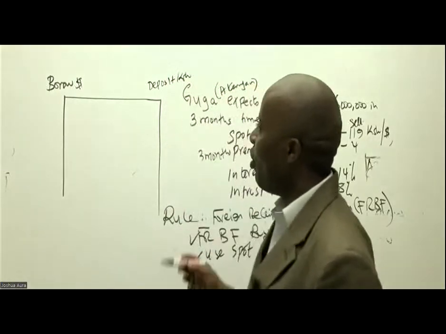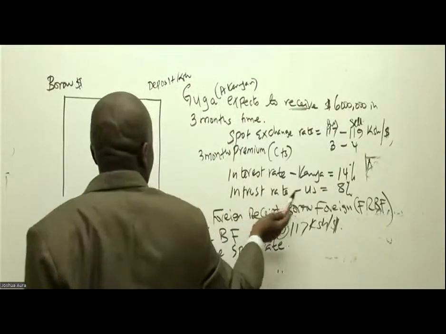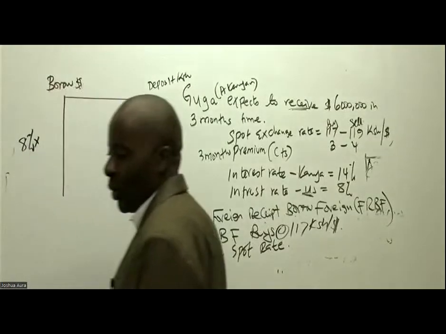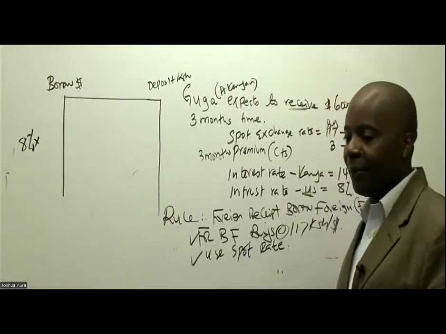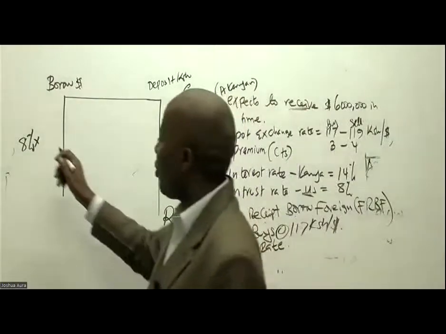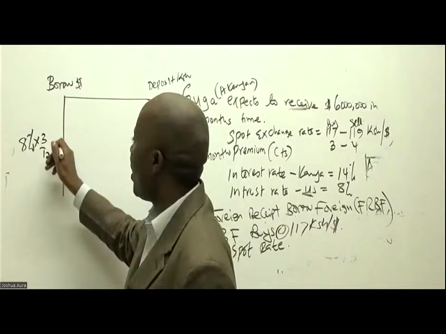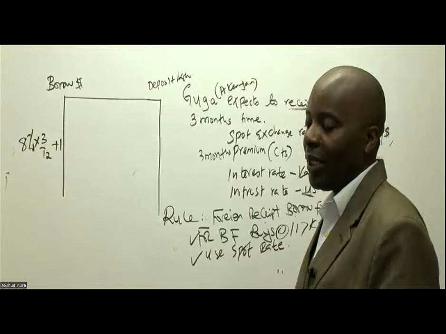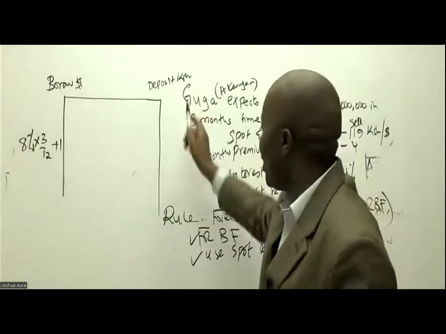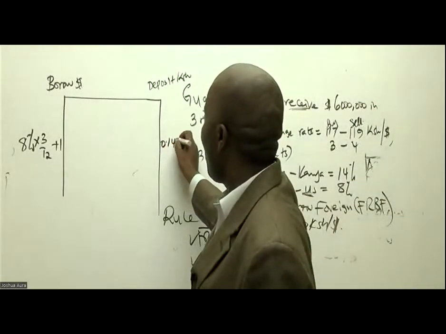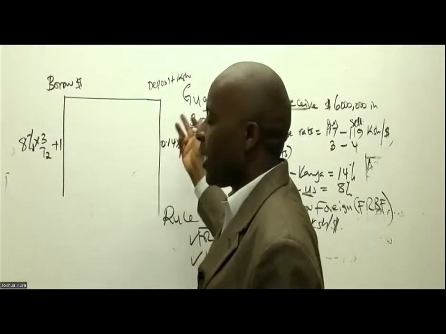So borrow the dollar, and then he'll come here and deposit or invest the other currency, which is the Kenya shilling. Borrowing the dollar, we know the US dollar interest rate is 8%. So 8% times what over what? Times 3 over 12, plus 1. And then we have depositing the Kenya shilling. The Kenya interest rate is 14%. So 0.14 times 3 over 12, plus 1.